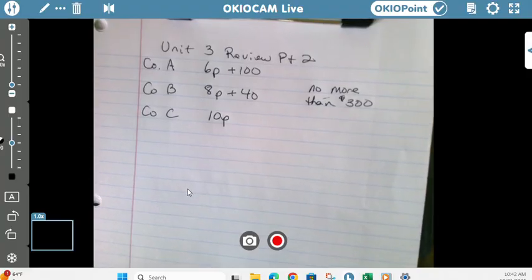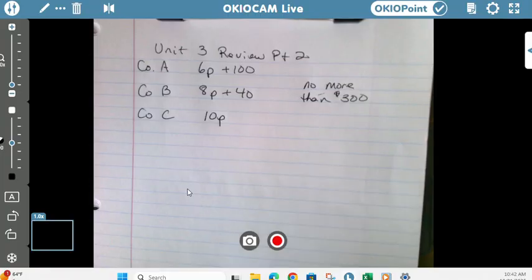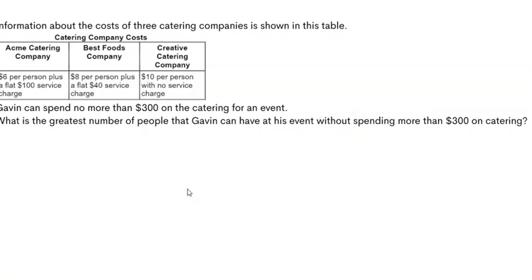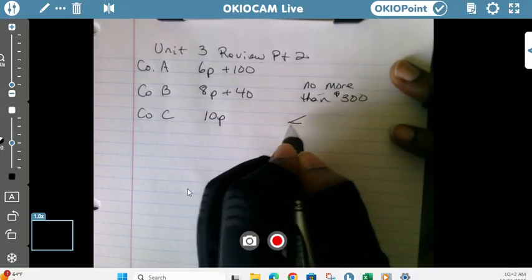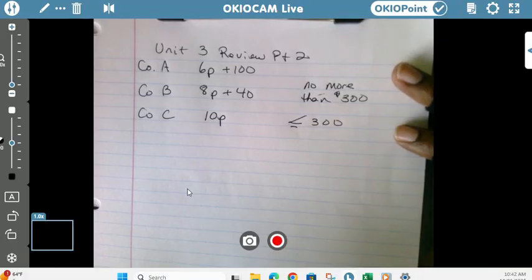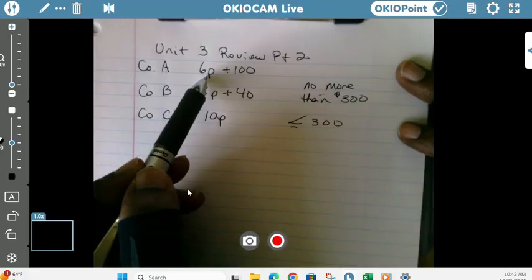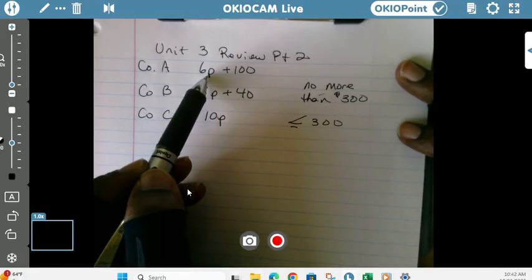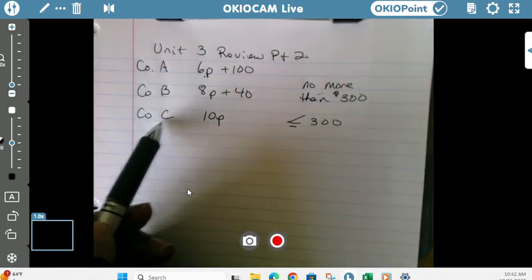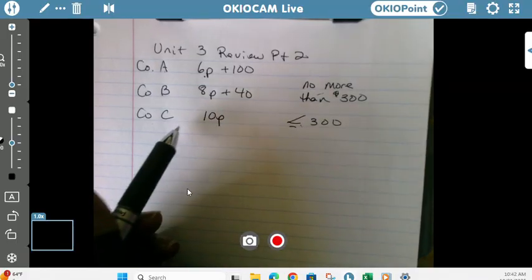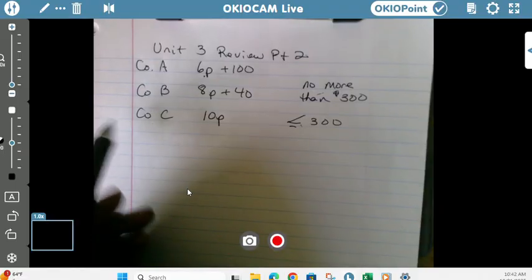The question is, which one of these should he go with, and how many people can he feed? I think what we need to do is look at the lines and see how they increase. Which is the greatest number of people that he can have at the event without spending more than $300? No more than $300 has to be less than or equal to $300. If he goes with Company A, let's see how we're going to approach this. Well, Company C, if it's $10 per person and he can spend no more than $300, how many people can he feed? 30.